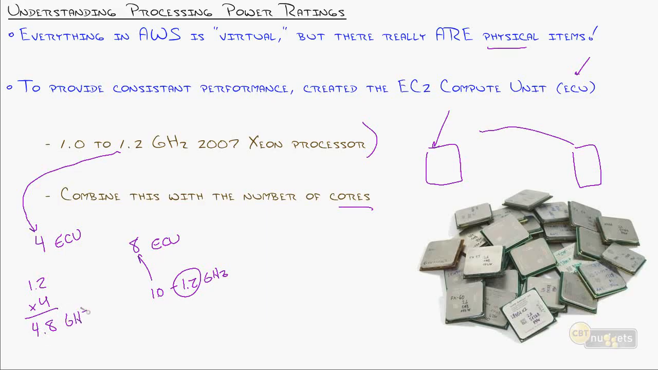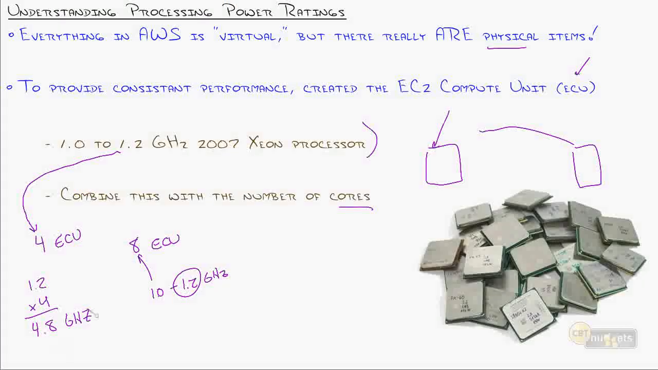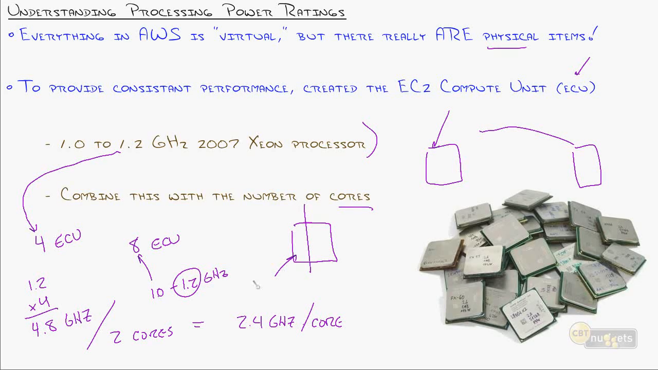That'd be 4.8 gigahertz of processing power that is split between 2 virtual cores. So I take that, divide it by 2 cores, equals 2.4 gigahertz per core. So when I'm thinking of a large server instance, I'm thinking of a dual core processor, each one of them running at 2.4 gigahertz each. Did you follow that? 2.4.